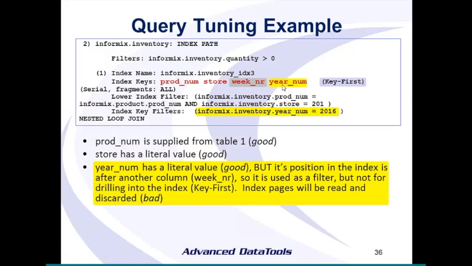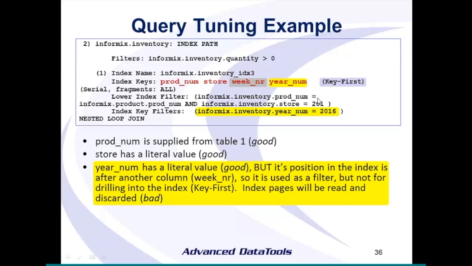So in order to get to the year num, we've still got to read all the index pages with all the different values of week number. Okay, so we read those just to get to the year num and then find out, well, this isn't the 2016 I'm looking for. So again, it's good that it's in the index, but bad because year num should be further up in the index, so it can be used as a filter earlier on. And that's where we see the key first.